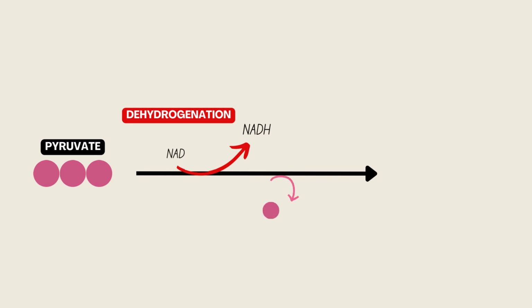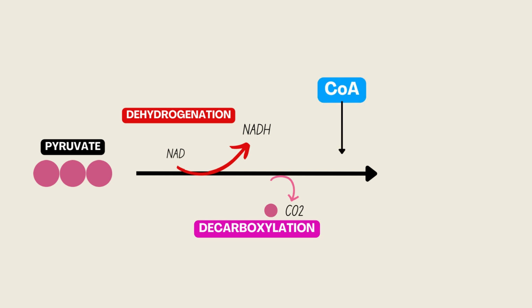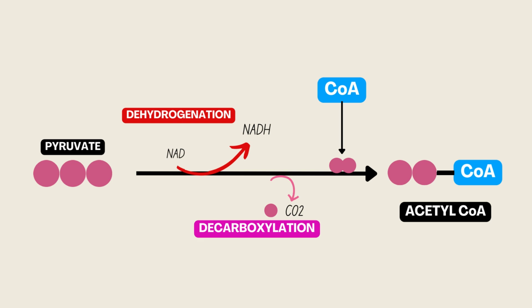Secondly, decarboxylation occurs, which in turn results in the release of carbon dioxide. After dehydrogenation and decarboxylation, an acetyl group, having 2 carbons, is formed. The acetyl group combines with coenzyme A, forming acetyl-CoA.